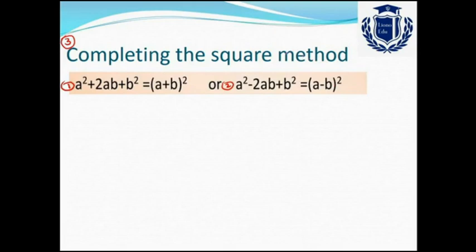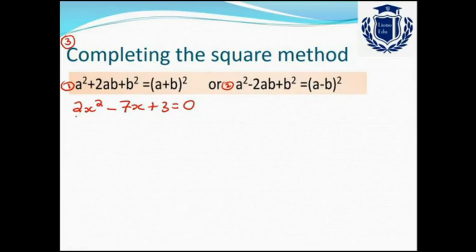This method, completing the square method, I am going to explain through an example. So let us take an example. 2x square minus 7x plus 3 is equal to 0. Look at the given equation. First of all, you have to see the coefficient of x square. Here the coefficient of x square is 2. Am I correct?